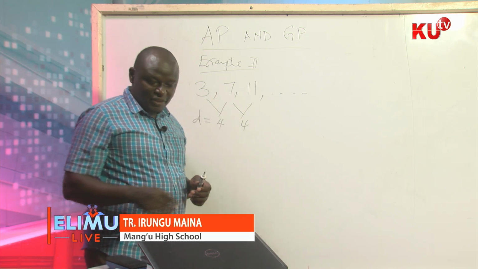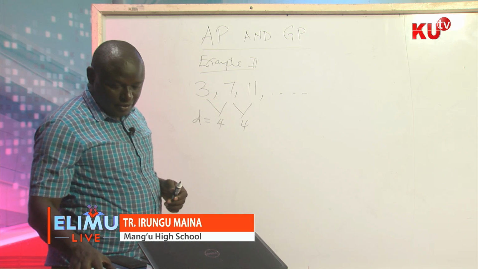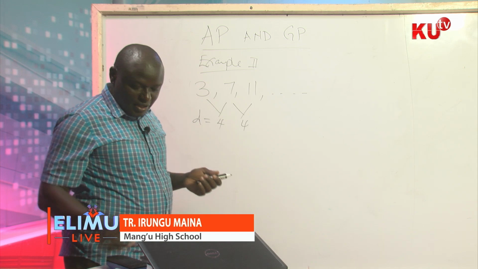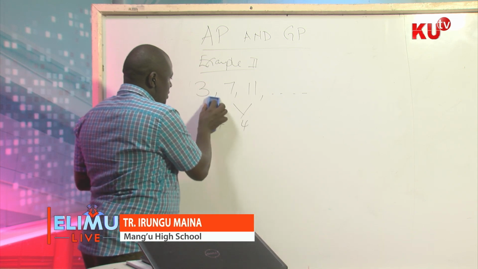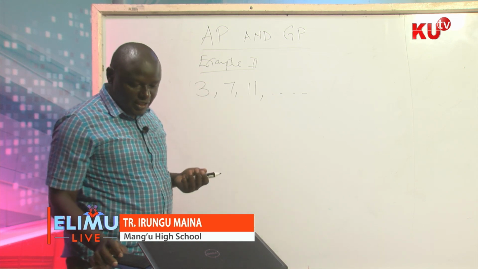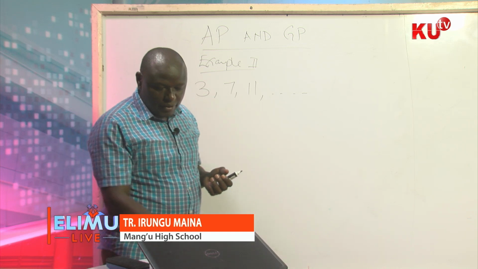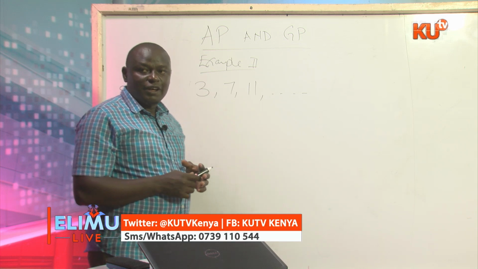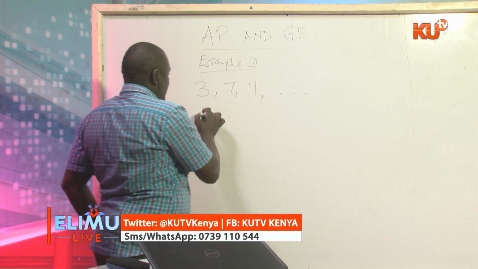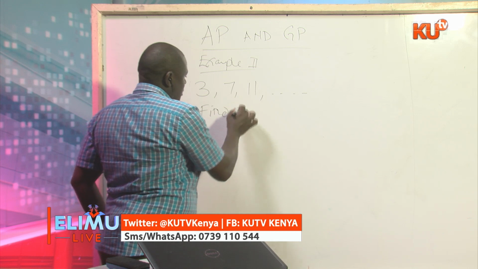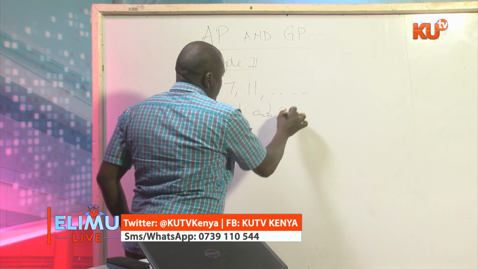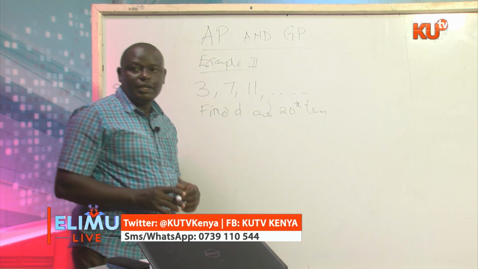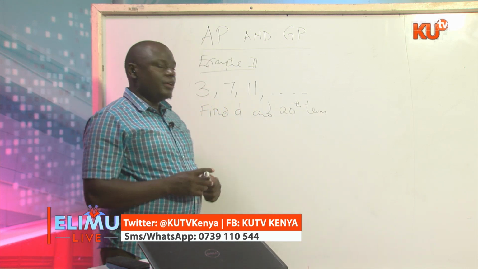If it's an AP, how do we go about it? Now let me bring in the question, because I had not written it. I just listed the sequence. They want us to find the common difference, find D, and the 20th term. We want to find D, and then we find the 20th term.